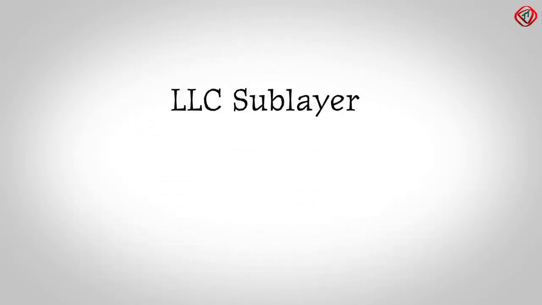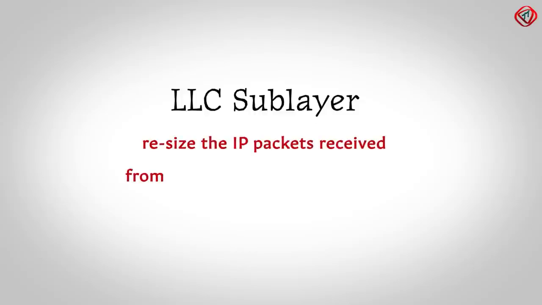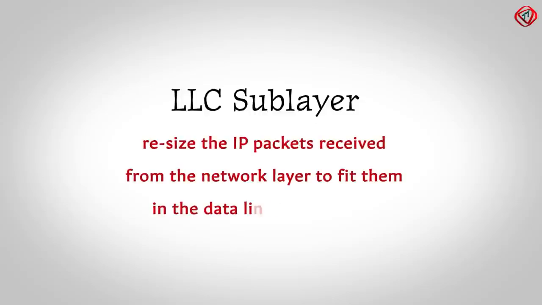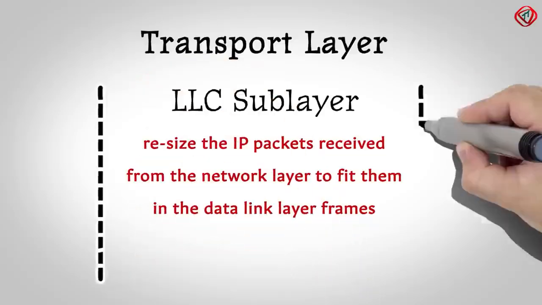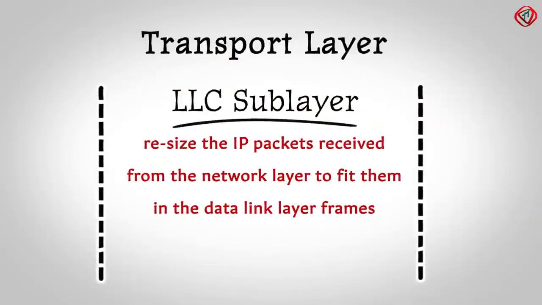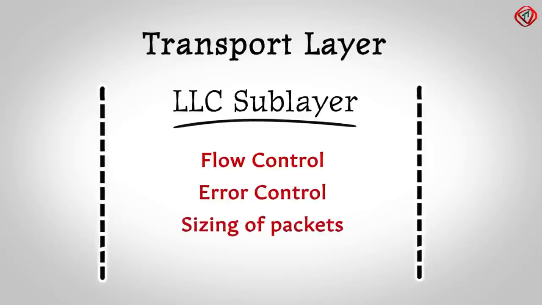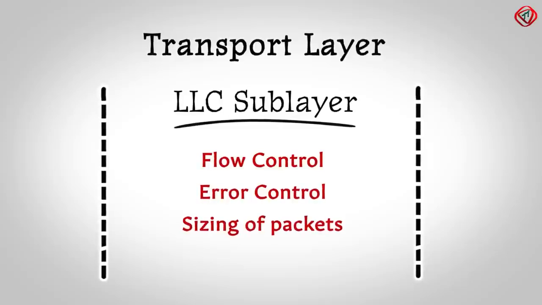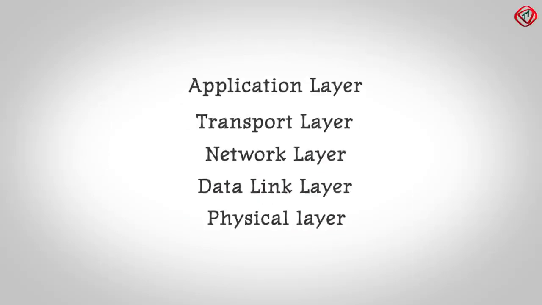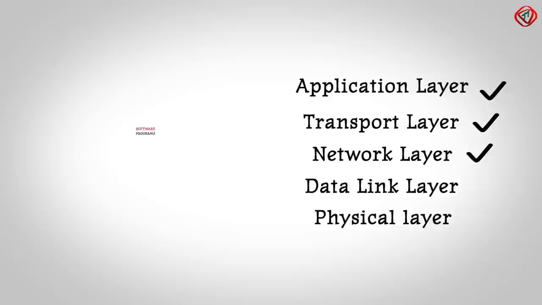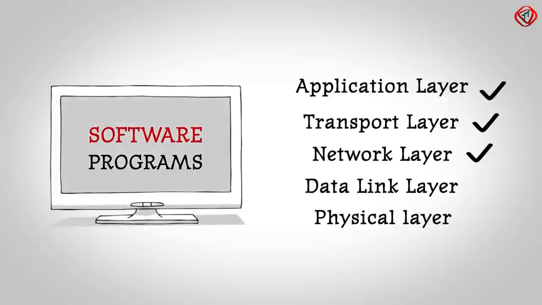The LLC sublayer can also resize the IP packets received from the network layer to fit them in the data link layer frames. The transport layer provides most of the services of the LLC sublayer, including flow control, error control, and sizing of packets. Therefore, the services of the LLC sublayer are usually bypassed. The remaining 3 layers of the TCP/IP protocol stack, including network, transport, and application layers, are implemented as software programs within the computer's operating system.